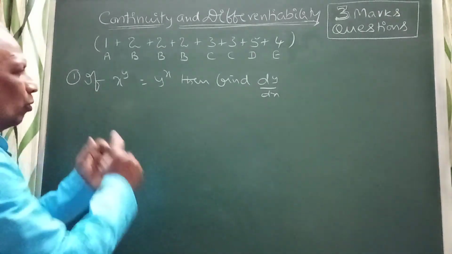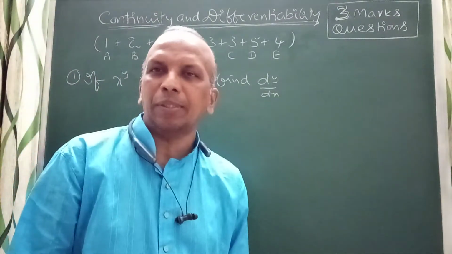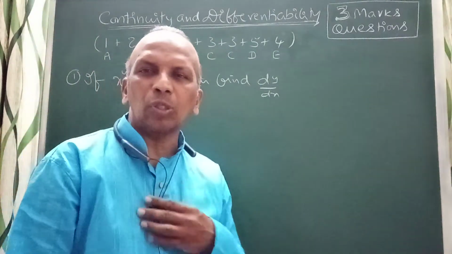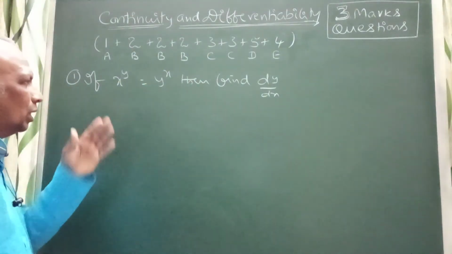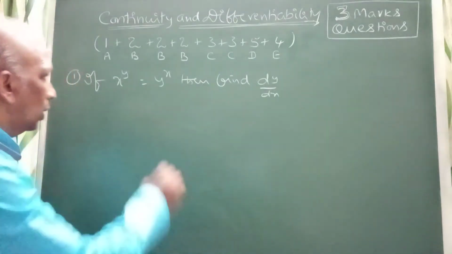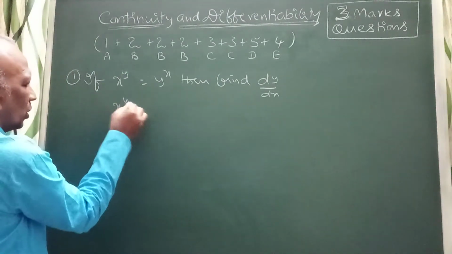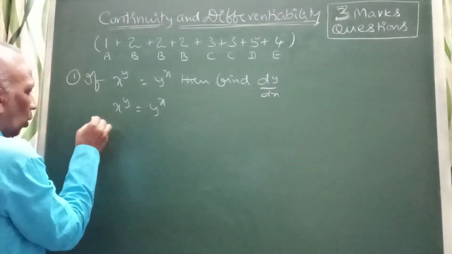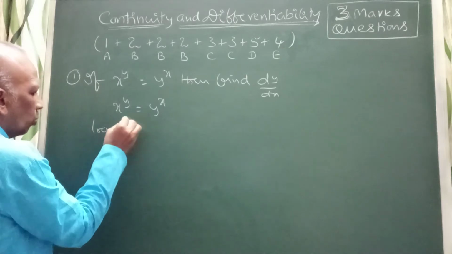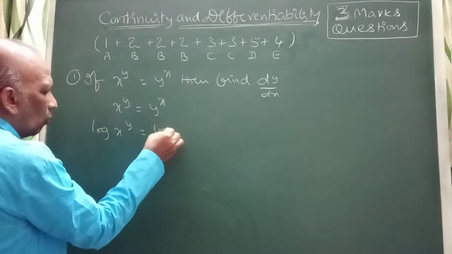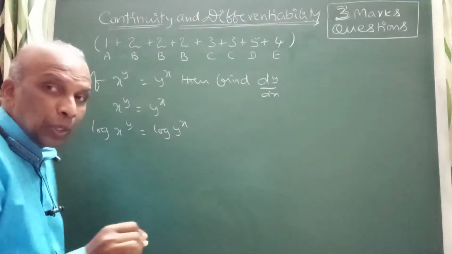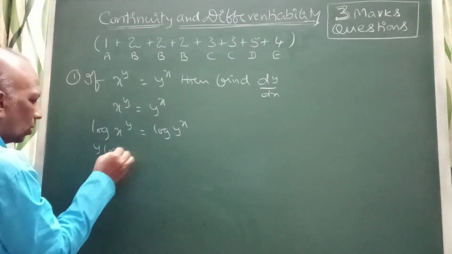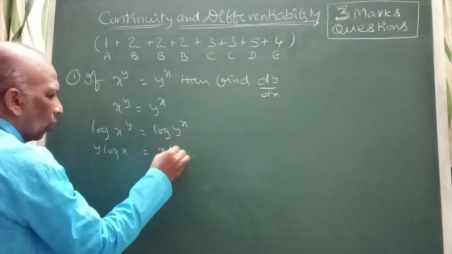See, they have given x power y equals y power x, then find dy by dx. Here we should use logarithmic differentiation. When they give x power y equals y power x, consider logarithm on both sides. If we take logarithm on both sides, log x power y is equal to log y power x. According to the property of logarithm, I can bring this y forward: y log x equals x log y.